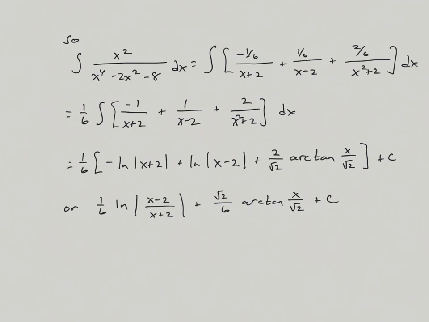You can use the log properties to simplify this and also distribute the 1/6. If I do that, I could think of that as 1/6 times the natural log of x minus 2 over x plus 2, plus the square root of 2 over 6 times the inverse tangent of x over the square root of 2, plus c. With that, this does conclude the video.